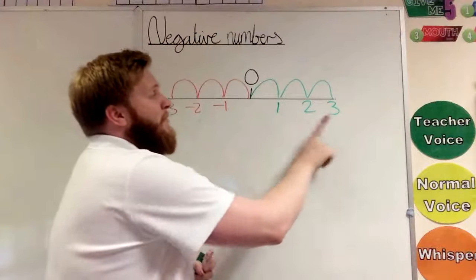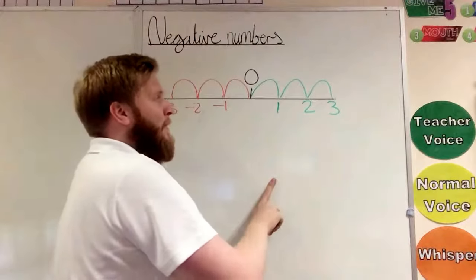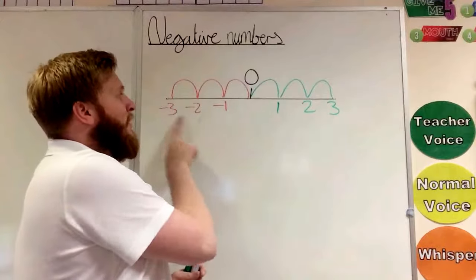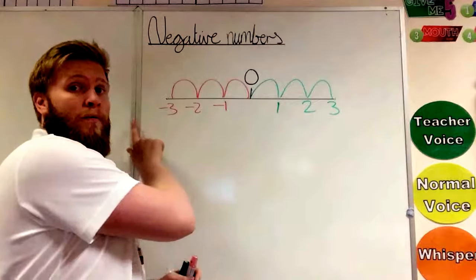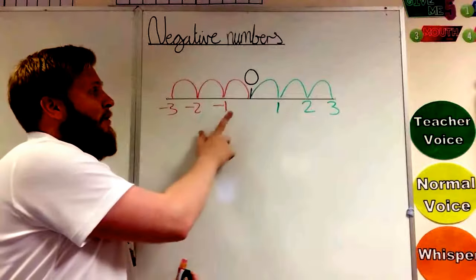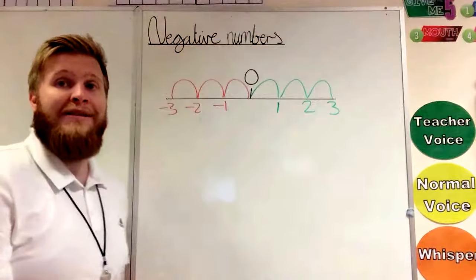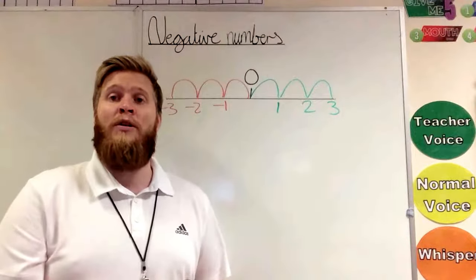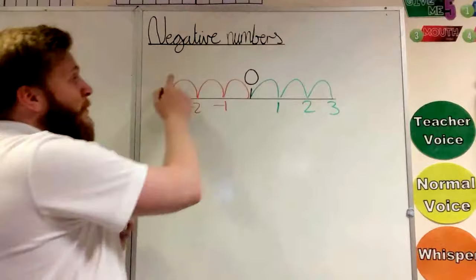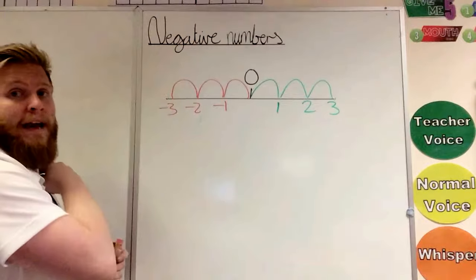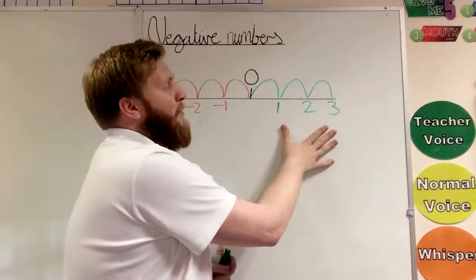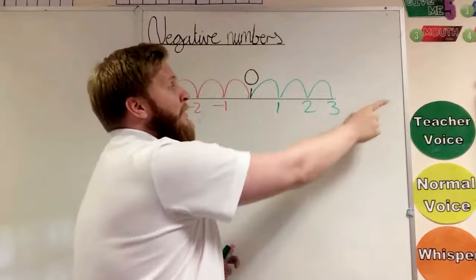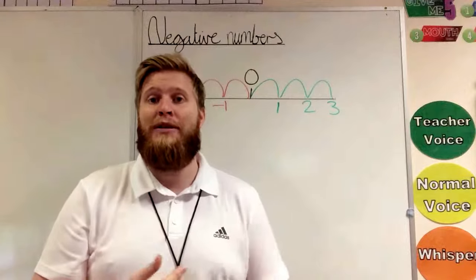We know with positive numbers, 3 is bigger than 1 because it's a bigger number. But with negative numbers, because it's further away from 0, that is actually a smaller number than that. So that can sometimes be confusing. All we have to remember is the further away we get from 0, the smaller the number is getting. Same with whole positive numbers: the closer we get to 0, the smaller the number. So let's have a look now at how to add them and how to take them away.